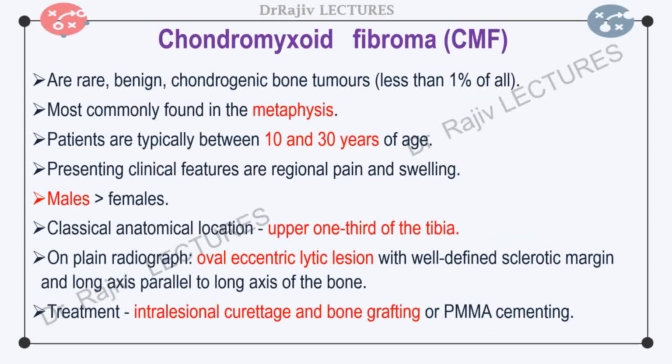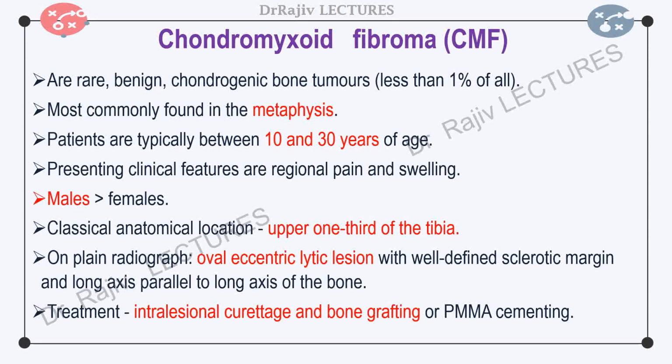Chondromyxoid fibromas are rare, benign chondrogenic bone tumors that account for less than 1% of all bone tumors. These are most commonly found in the metaphysis of long bones. Patients are usually between 10 and 30 years of age. Presenting clinical features are regional pain and swelling. Males are more commonly affected than females. The classical anatomical location is the upper one-third of the tibia.